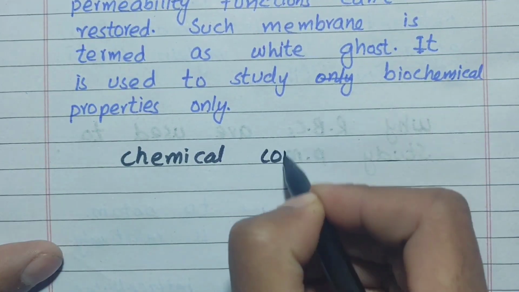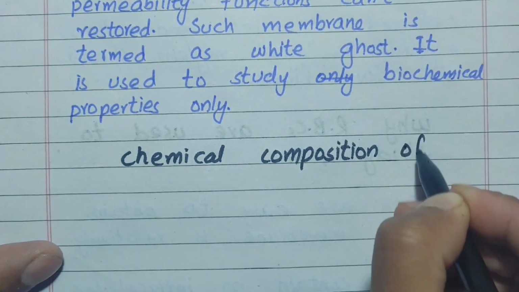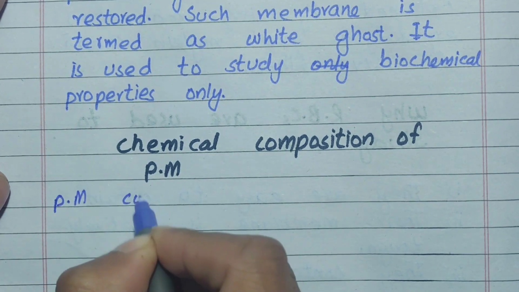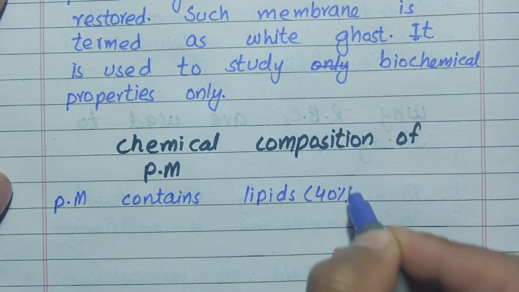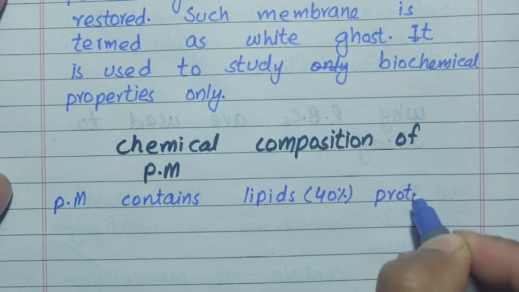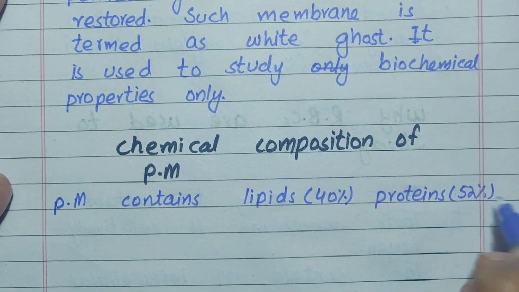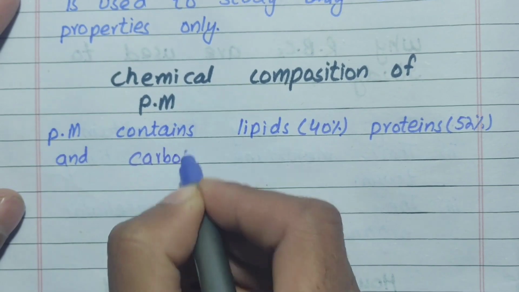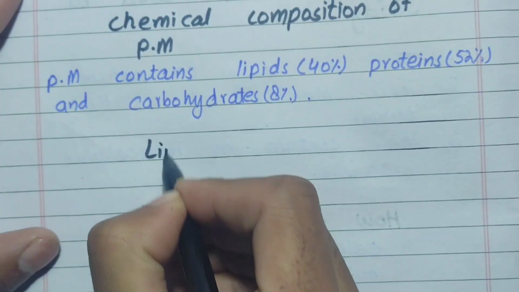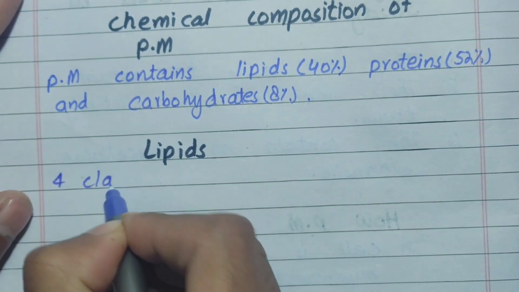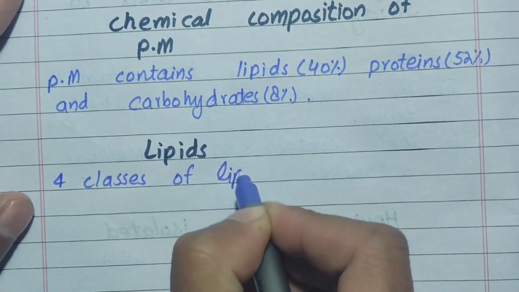Chemical composition of plasma membrane. Plasma membrane contains lipids 40%, proteins 52%, and carbohydrates 8%. Lipids. Four classes of lipids are present.